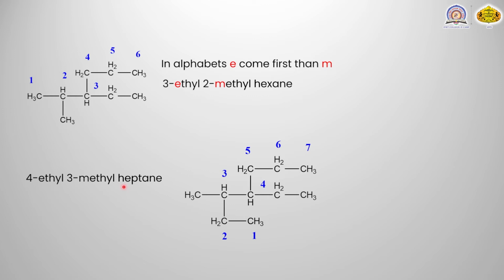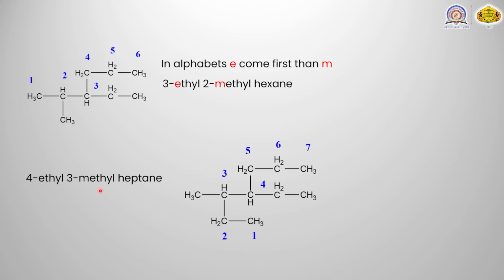So this has 7 carbons, so the name of the main chain will be heptane. Now the substituents: the substituents will be at the third position and the fourth position. At the third position there is a methyl substituent, at the fourth position there is an ethyl substituent. So there are 2 substituents in this compound. At the fourth position there is ethyl, at the third position there is methyl. So E comes first, then M.